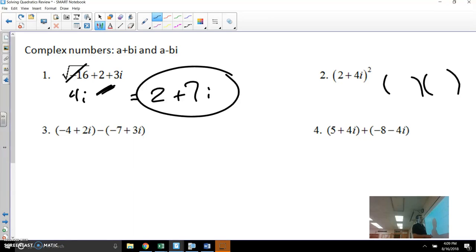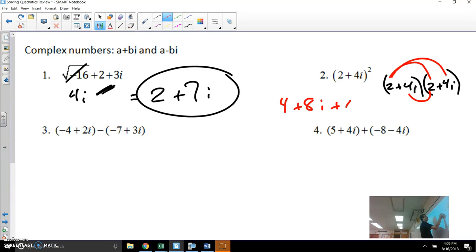So I mentioned today in class that we needed to go ahead and think about this as multiplying times itself 2 different times. You can't distribute a power like that. So we're going to multiply 2 times 2, 4, sorry, and 2 times 4i, that's 8i. 4i times 2, another 8i. And then this last one, you're getting 16i squared.